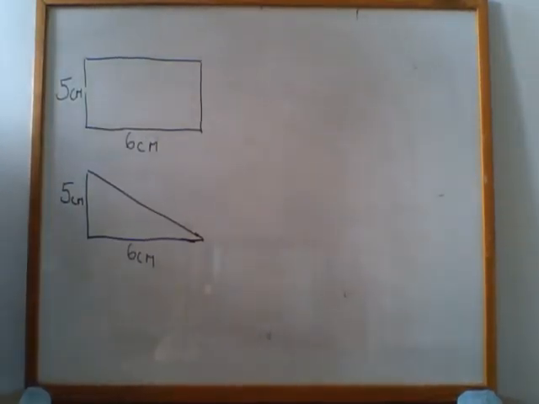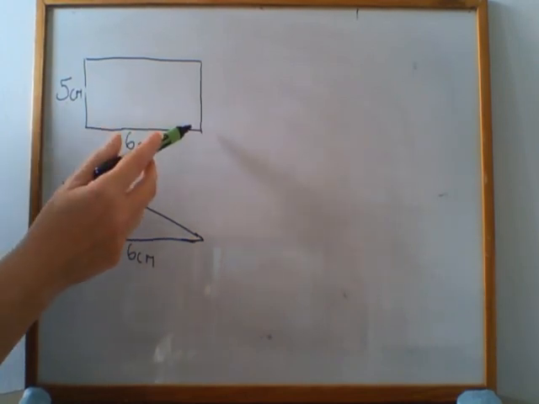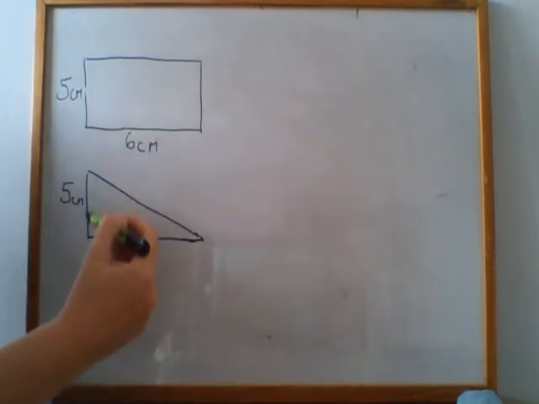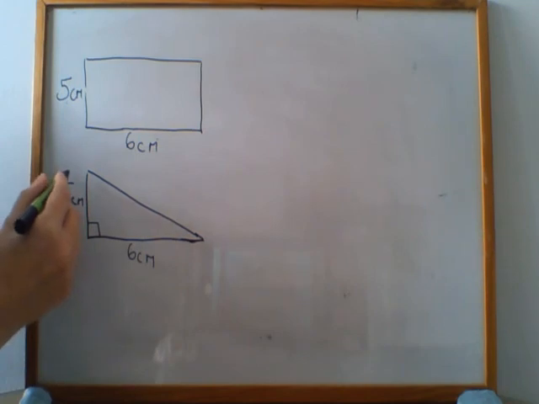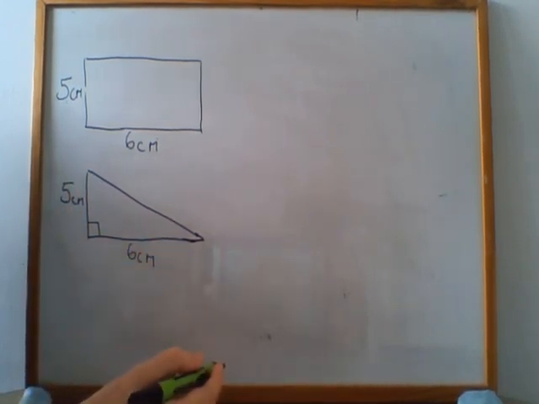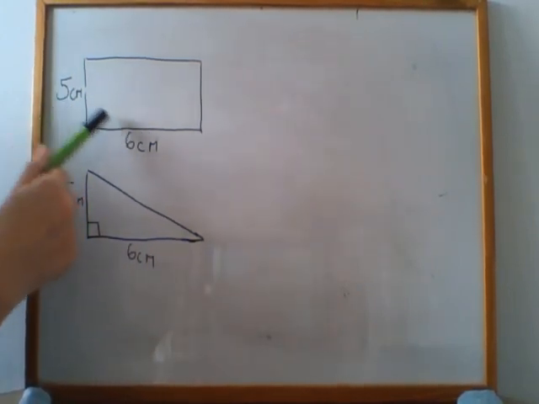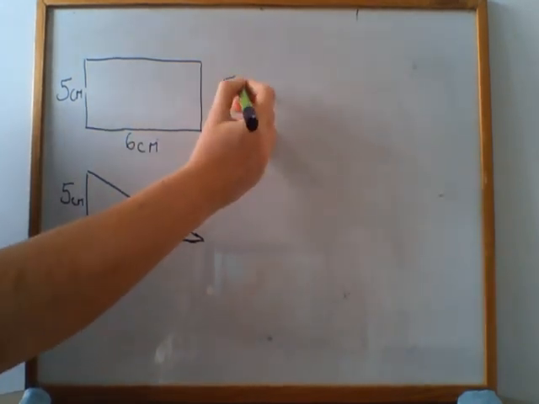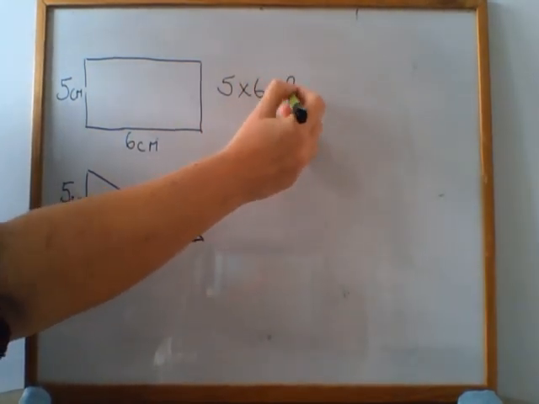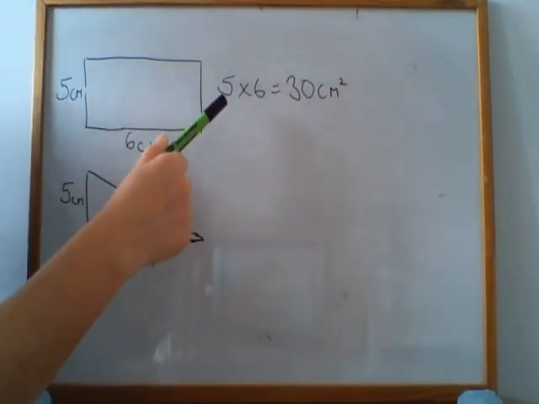Okay, so you should have drawn something like this. A rectangle with a width of 5 and a length of 6, and a right-angled triangle with a height of 5 and a length of 6. And then I asked you to look at the areas for both of these. We know how to work out the area of our rectangle. We know it's length times width. So 5 times 6, 30 centimetres, and it's squared because it's area, 2 dimensions, it's squared.